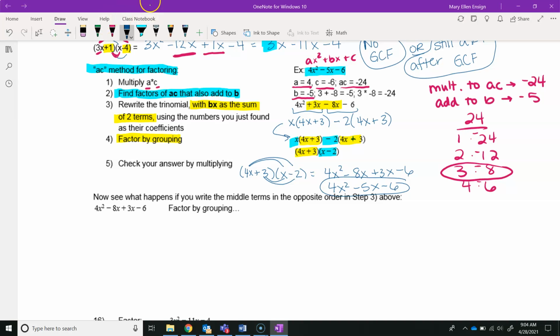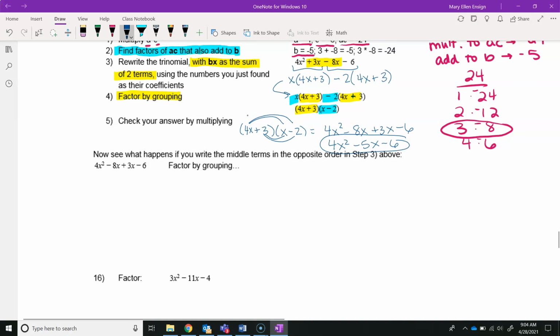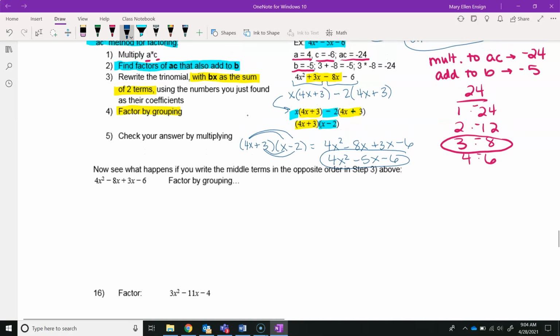Okay, now one thing I want to mention. When we found that the two numbers that would multiply to AC, multiply to negative 24, and add up to negative 5, were 3 and negative 8, I put them in, in this step right here where I'm putting the star, as plus 3x minus 8x, okay? Now, there's nothing saying that I couldn't put it in the other order like I do down here. Minus 8x plus 3x, they mean the same thing. It's the commutative property of addition.